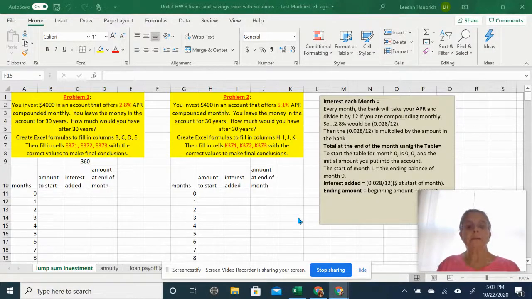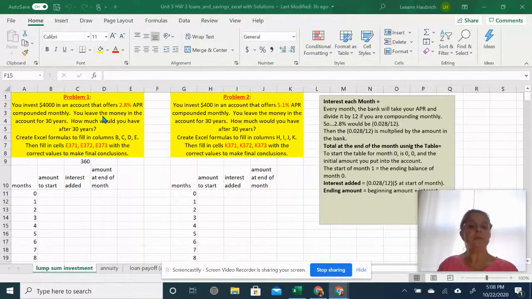Hi guys, so I'm going to go through the Excel assignment with you in the Unit 3 financial segment. For the homework for Unit 3, Homework 3, you have an Excel assignment to do, and I'm going to help talk you through the first part of each page.